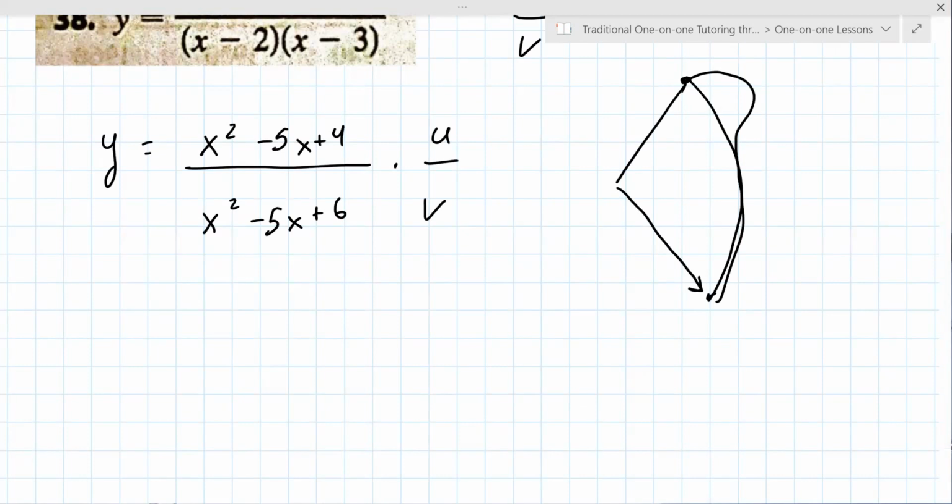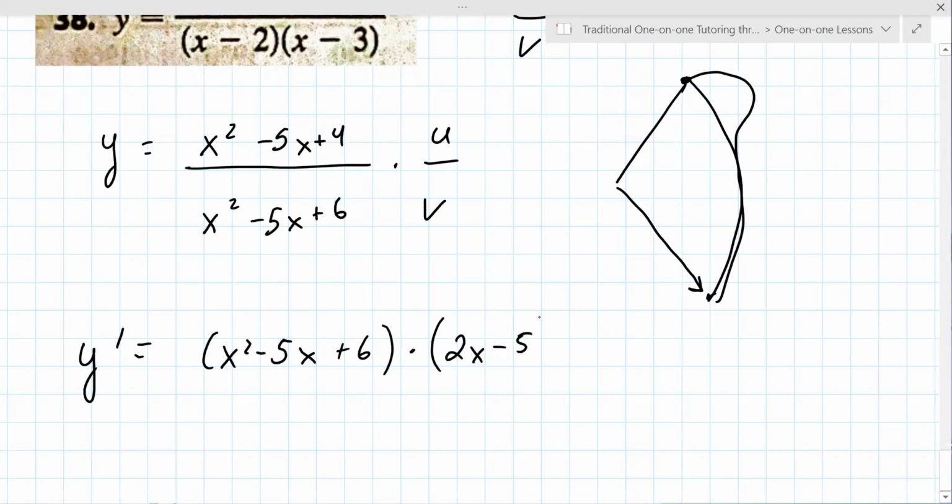So the first thing I do is take the derivative of each one up top. Yes. And then start doing quotient rule. Well, you're going to do, I'm sorry, it's the bottom, right? The bottom just comes up there times the derivative of the top. And the derivative of the top is 2x minus 5. I understand. Okay.